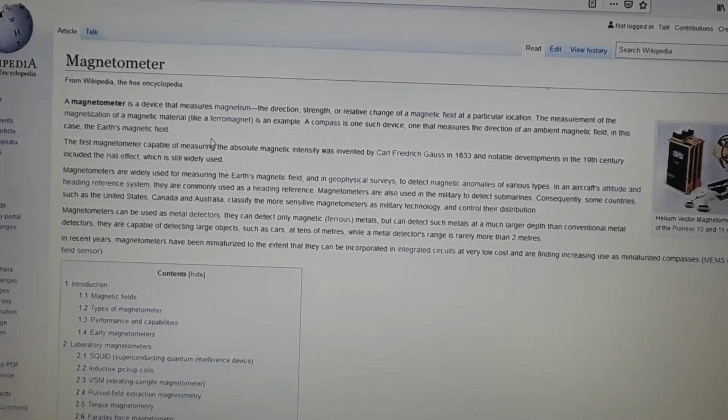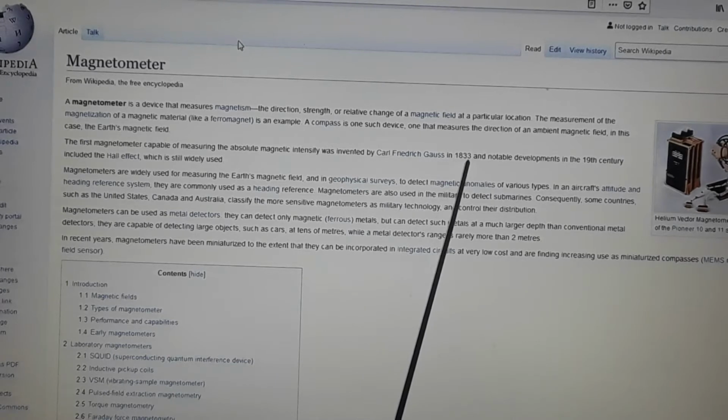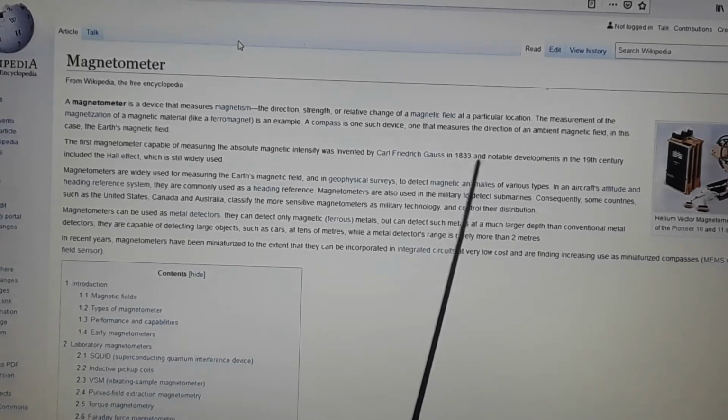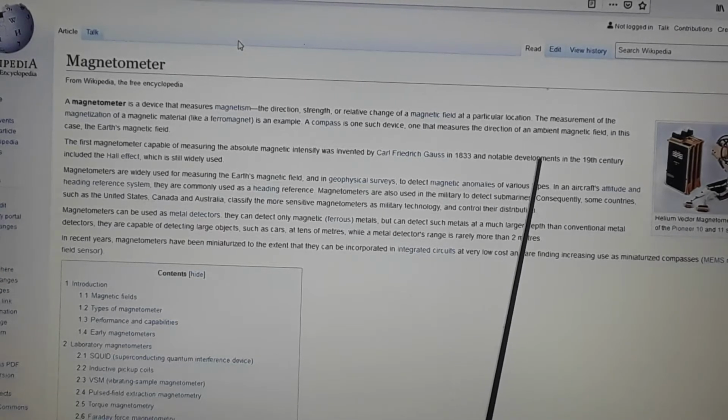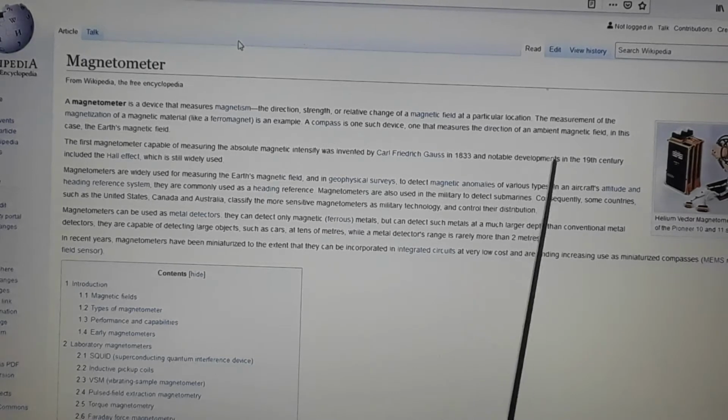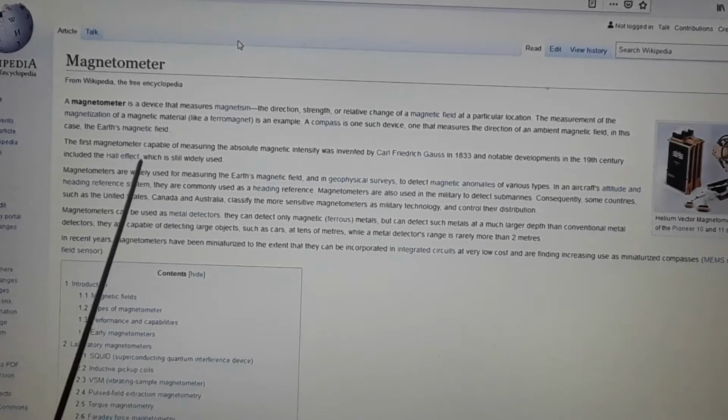Back to our text. The first magnetometer capable of measuring absolute magnetic intensity was invented by Carl Friedrich Gauss in 1833. Notable developments in the 19th century included the Hall effect, which is still widely used.